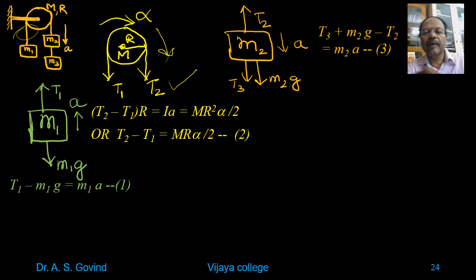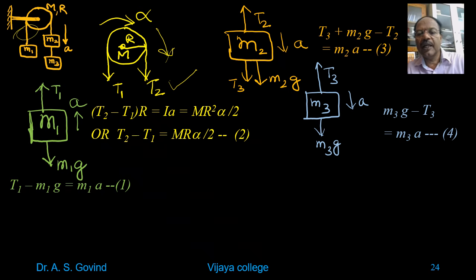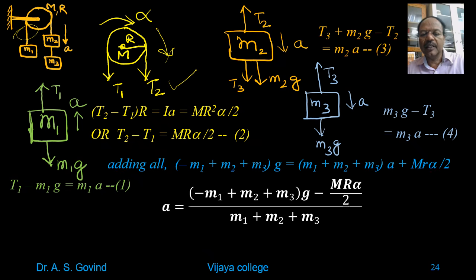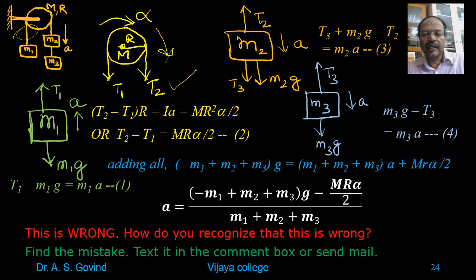Then free body diagram for M2 going down, T2 from the thread, T3 from the lower thread, M2 g its weight. So net downward force is T3 plus M2 g minus T2, which is M into acceleration. Then free body diagram for M3, T3 from the thread, M3 g weight, acceleration downwards. So net force is Ma, again that is applied. So you'll get 4 equations for all the 4 objects. Now adding all of them, all the T's get cancelled. Simplify, you'll get the answer for a. So how do you recognize that this is wrong and also tell what went wrong?